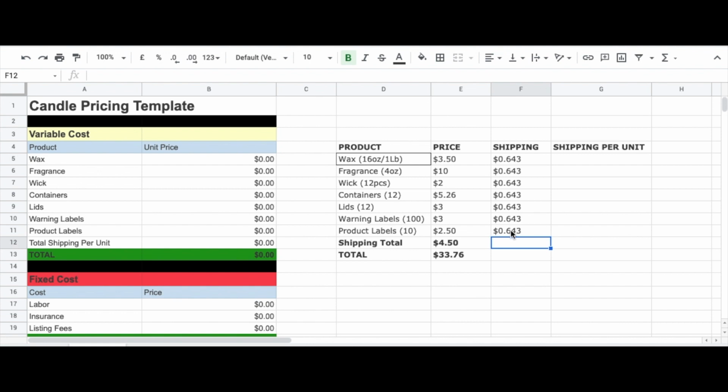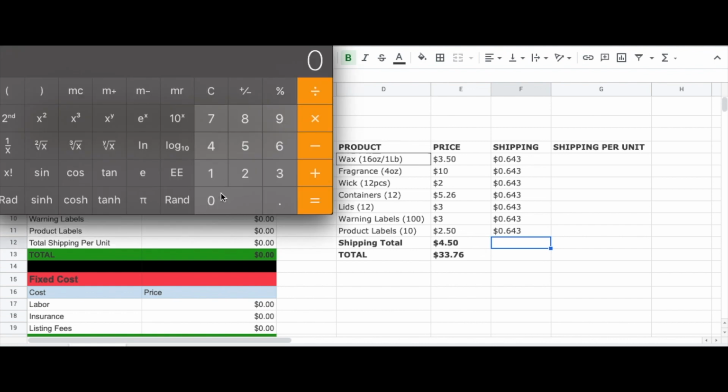So now that we have this here, let's go ahead and add it up to be sure that it amounts to 4.50. If it exceeds 4.50, that means we'll be cheating our customers. And if it is below 4.50, that means we are running at a loss. So we have 0.643 in 7 places times 7. So we're accurate, good to go.